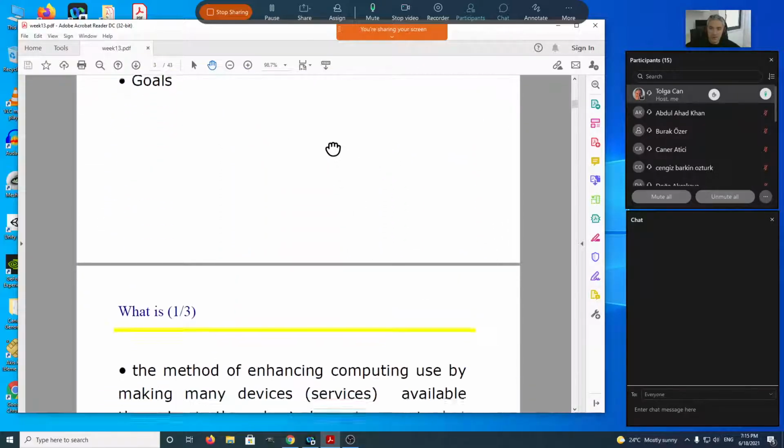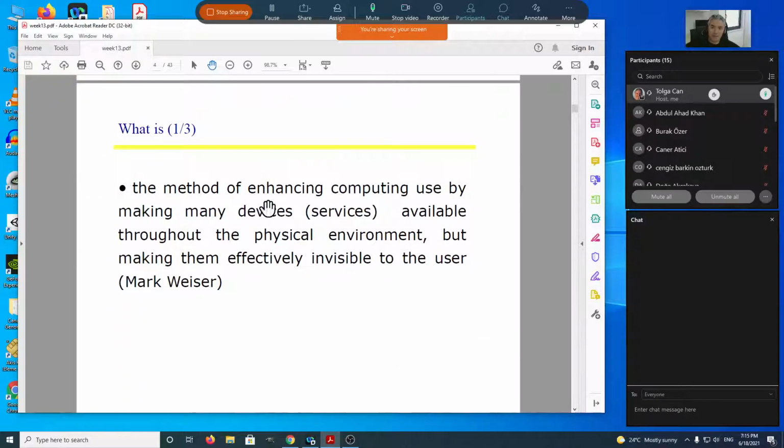So what is ubiquitous computing? It is the method of enhancing computing use by making many devices or services available throughout the physical environment. So we have examples of that today. For example, speakers being available for connection by your smartphone, or other gadgets that are around at homes.